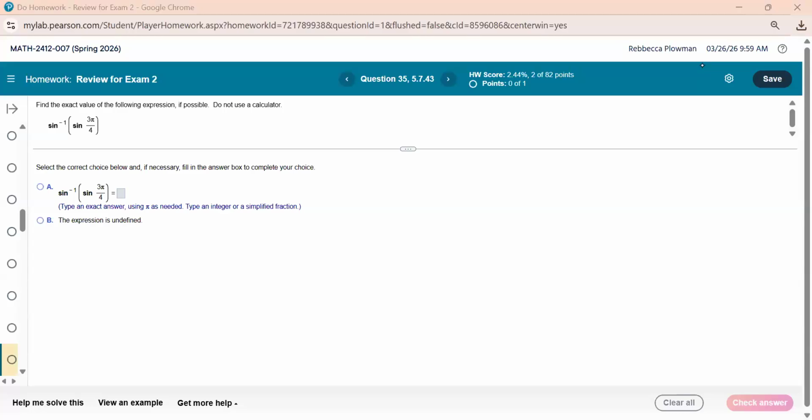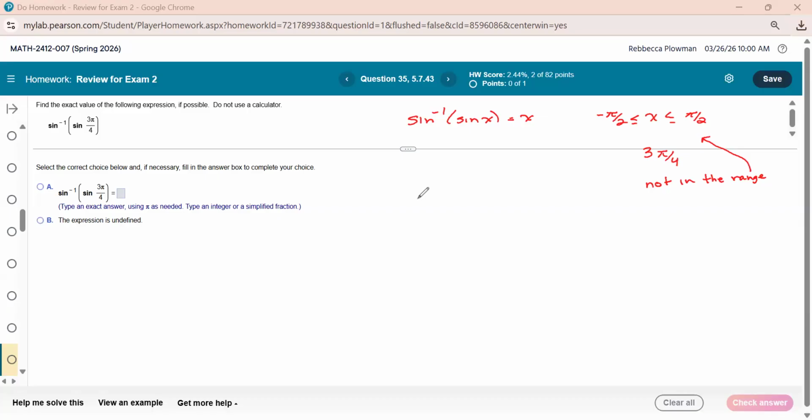So this is where we started running into a problem. The rule for sine was inverse sine of sine x equals x, as long as x is between negative pi over 2 and pi over 2. So 3 pi over 4 is not in that range. So as long as we start with an inverse, that was fine.